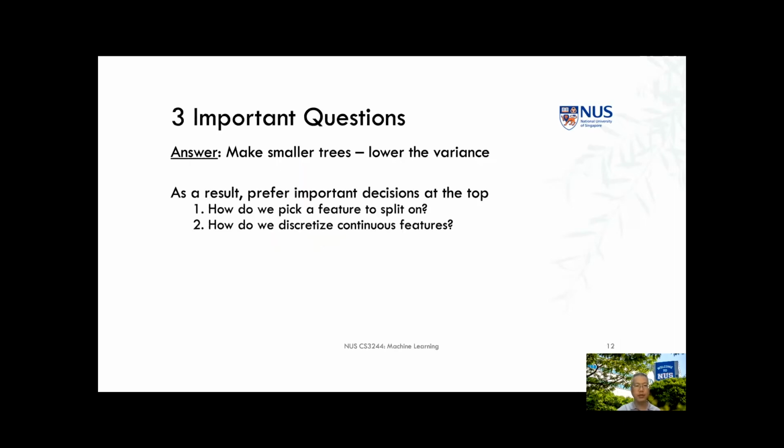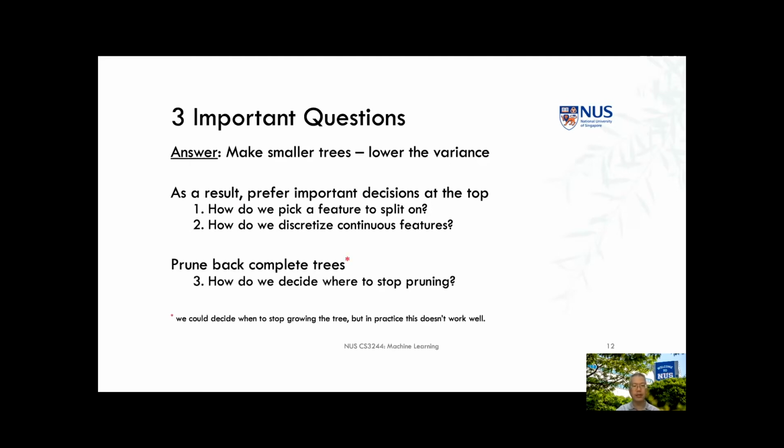Okay, so to do that, we need to know, if you can't make so many tests, which tests are important, okay? So which feature to split on? How do we discretize a continuous feature? And then how do we decide where to stop pruning, okay? Actually, in practice, we grow a complete tree, and like Japanese bonsai, we just cut away things, okay? And then we use the pruned tree.